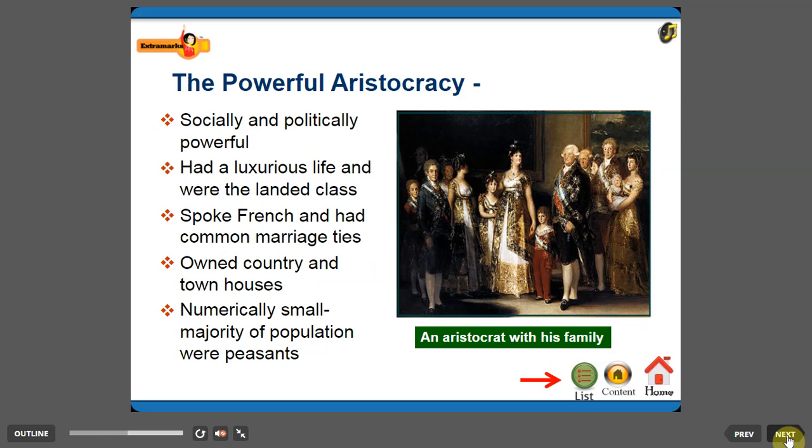The powerful aristocracy. Aristocracy used to be very powerful and used to have the social and political support of every section. They had a luxurious life and were full of landed classes. They spoke French and had common marriage ties. They owned country and town houses, and numerically maybe they were very few in the society, and the majority of the population were peasants, but still all the lands and powers were under these aristocratic rulers only.